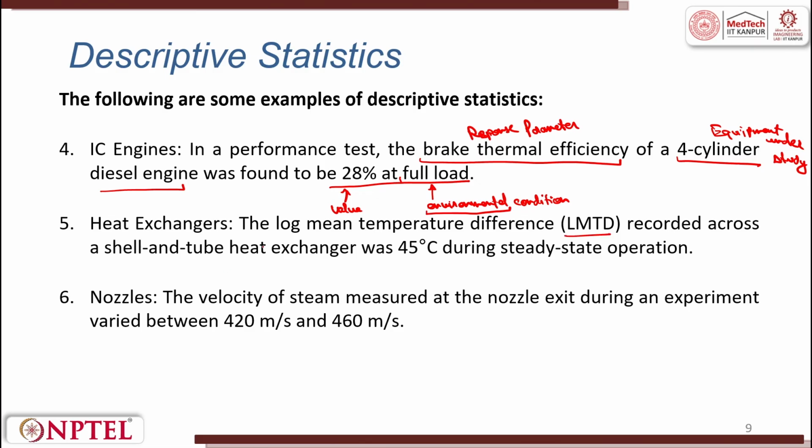In heat exchangers, the log mean temperature difference, that is LMTD, recorded across a shell and tube heat exchanger was 45 degrees during steady state operation. This is the environmental condition, 45 degrees centigrade is the value. Shell and tube heat exchanger is the system or equipment under study. What is being recorded or studied, the parameter, is LMTD. Nozzles: the velocity of steam measured at the nozzle exit during an experiment varied between 420 meters per second and 460 meters per second. This is a range.